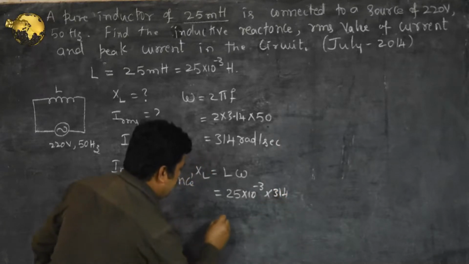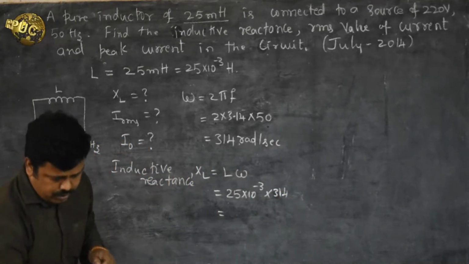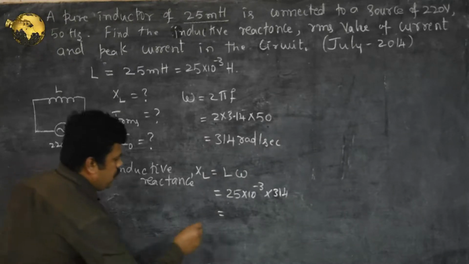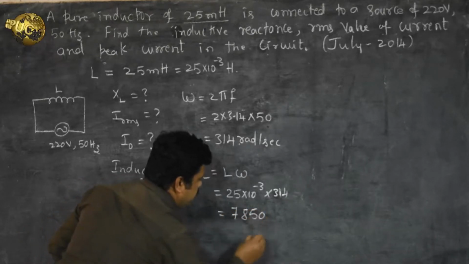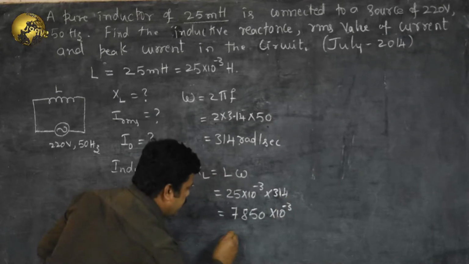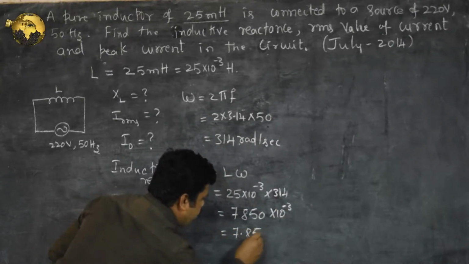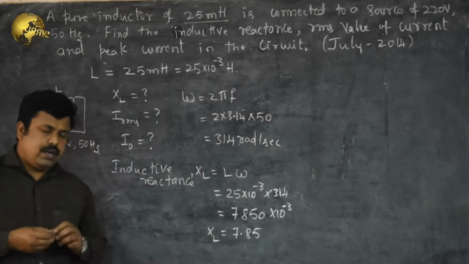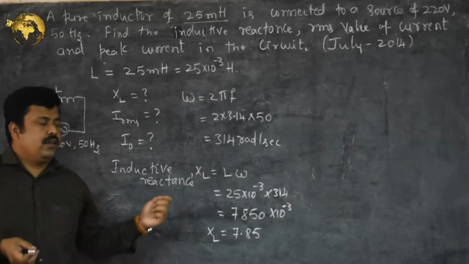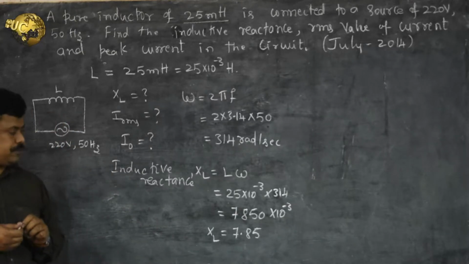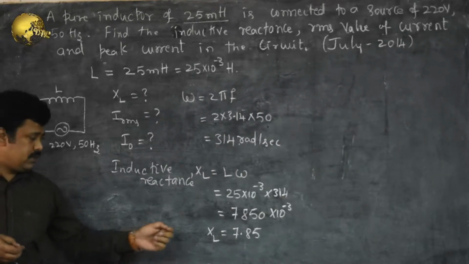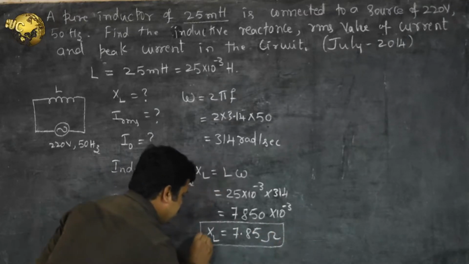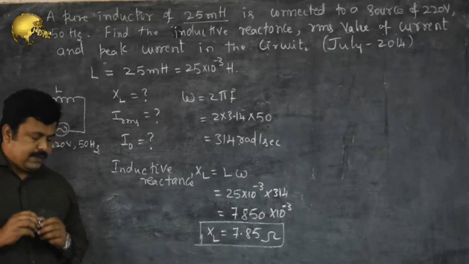314 radian per second. So 314 into 25 is 7,850 into 10 to the power minus 3. So we can write it as 7.85. Inductive reactance is the resistance in a pure inductive circuit. So the SI unit is ohm. So we got XL.